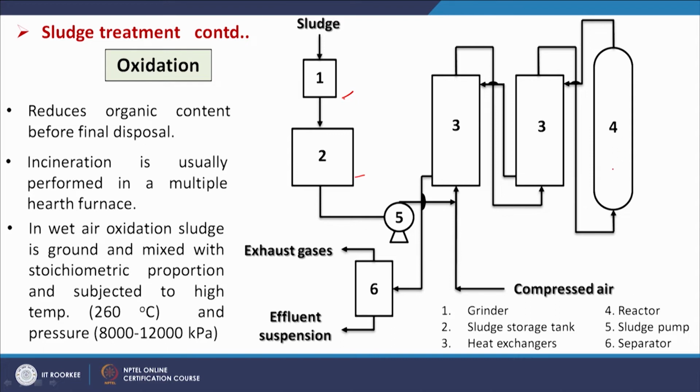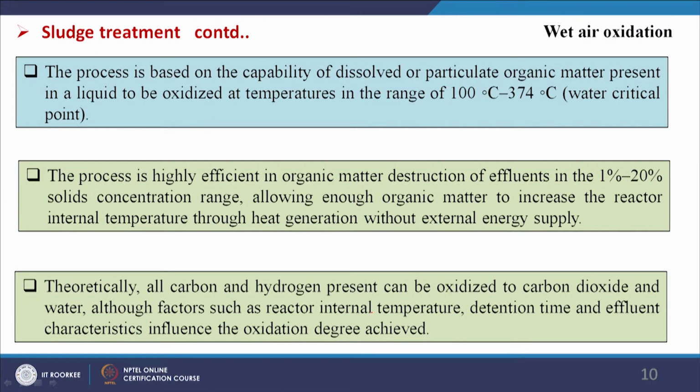So, more oxidation of the organic compound will take place, and after that it will again pass through chamber 3. That means the hot stream coming out from 4 will be used to increase the temperature of the inlet stream in chamber 3, and then after separation we get exhaust gases and effluent suspension. So, the organic content present in this is reduced here. That is the mechanism of wet air oxidation.